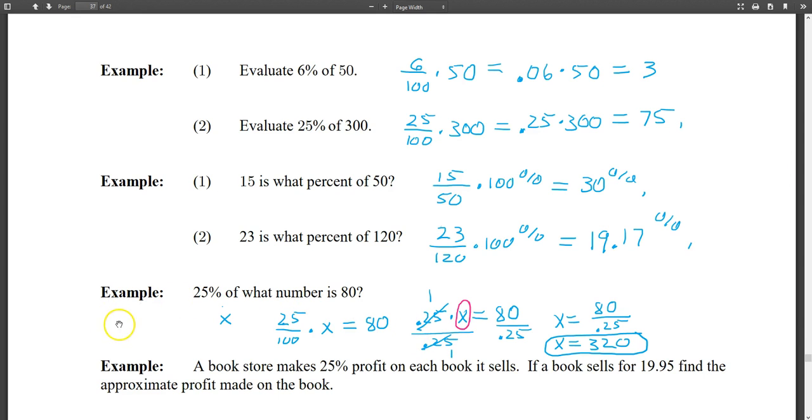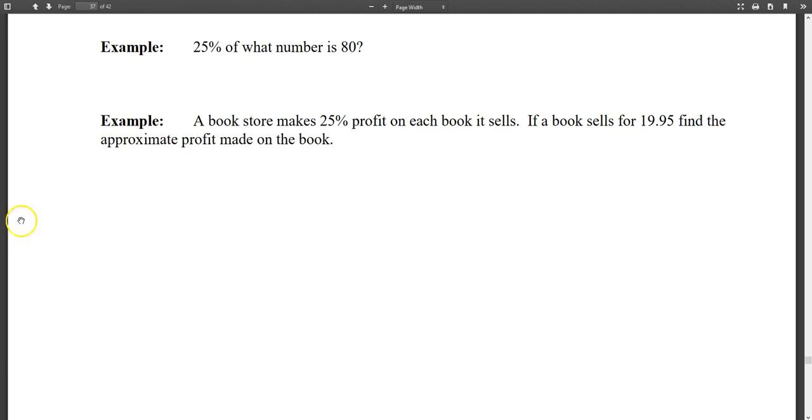Let's look at this one. A bookstore makes 25% profit on each book it sells. If a book sells for $19.95, find the approximate profit made by the book. Well, in other words, we're asking for 25% of $19.95. That's going to be our profit. So our answer is going to be 25 over 100, or 0.25 times 19.95.